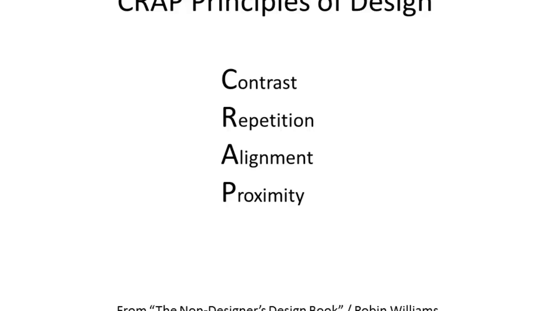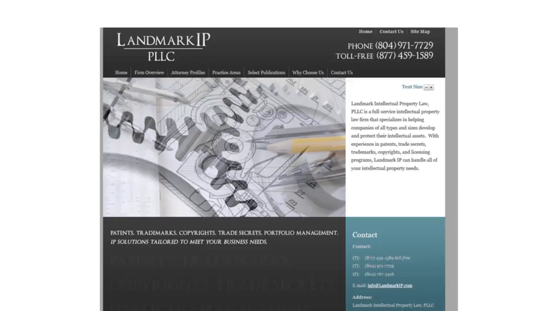So let's talk about the CRAP principles of design. We're going to look at websites to illustrate them. The first one is contrast. And that goes back to the idea that if two elements are not the same, then make them different. In this example, make that darker, I suppose that's better, you have color as your contrast.